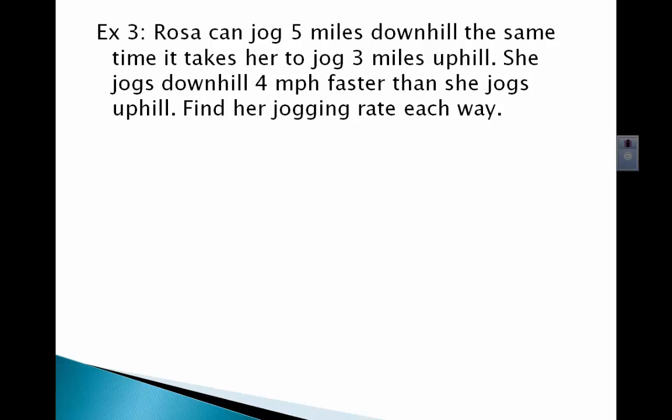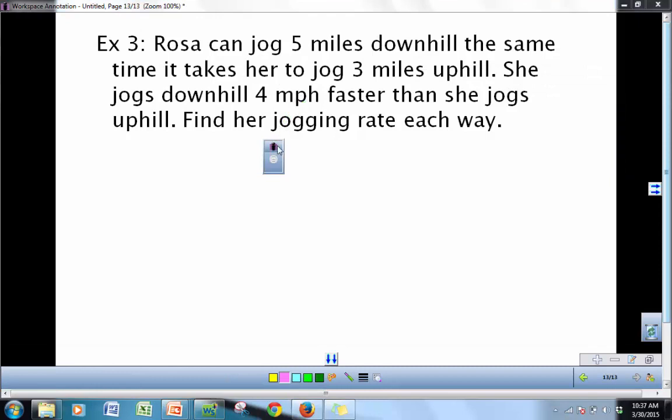So Rosa can jog 5 miles downhill in the same time it takes her to jog 3 miles uphill. She jogs downhill 4 miles per hour faster than she jogs uphill. Find her jogging rate each way. It makes sense. We all know that we will run faster downhill than uphill because we have that extra advantage. So, in this particular problem, Rosa's going 4 miles per hour faster downhill. The key part of this problem, the key phrase, is where it says the same time.